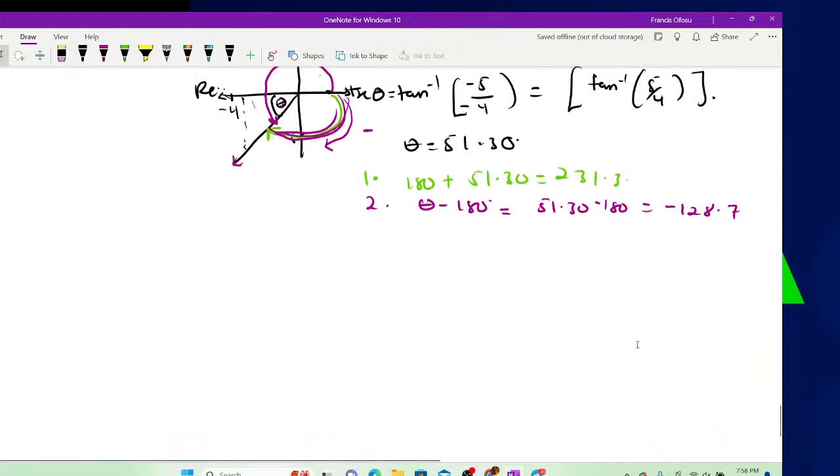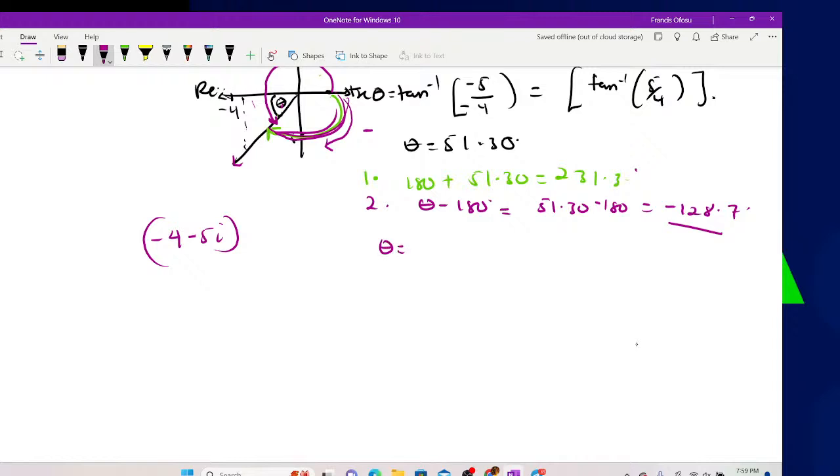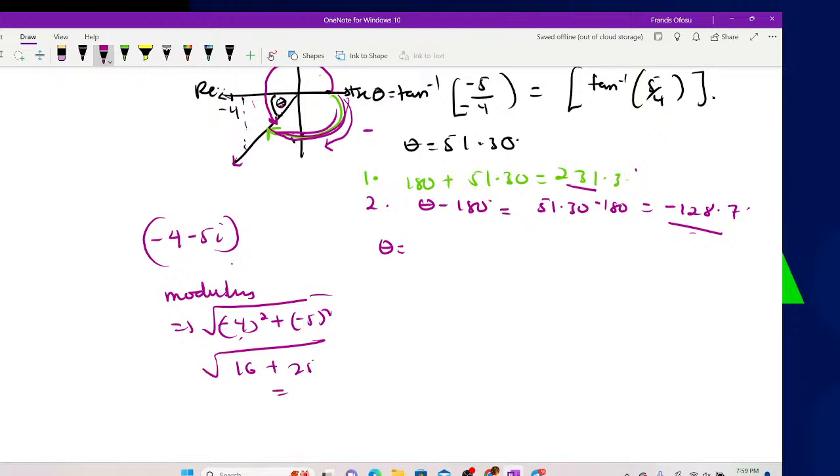At this point, let's check if these two angles are indeed equal. Our complex number was initially negative 4 minus 5i, right? And we are saying that the argument theta is equal to either this or this. Let's see if we get our complex number back using either of these two conventions. So let's quickly find our modulus. Our modulus is equal to the square root of negative 4 all squared plus negative 5 all squared. This will simply give me 16, this will give me 25, giving me square root of 41.